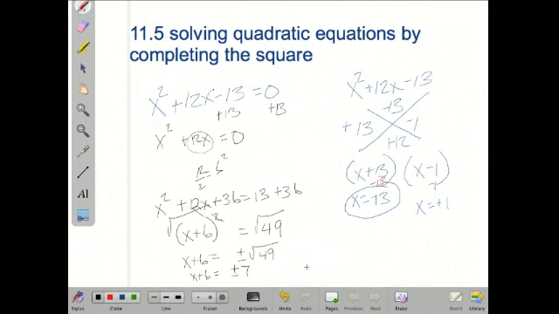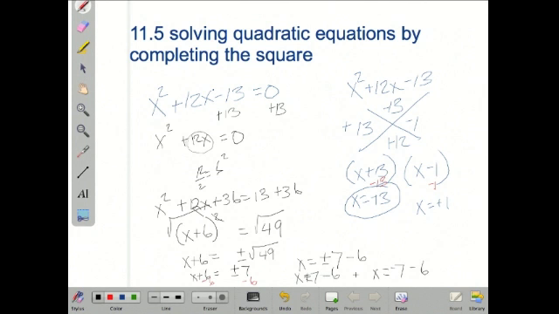So what I'm going to do now is subtract 6 from both sides to get x by itself. And what we're left with is x equals plus or minus 7 minus 6. And so we're going to take this and say x is equal to plus 7 minus 6, and x is equal to minus 7 minus 6.